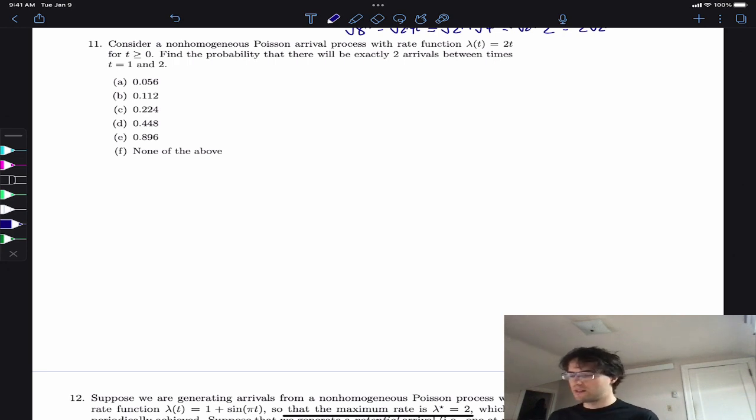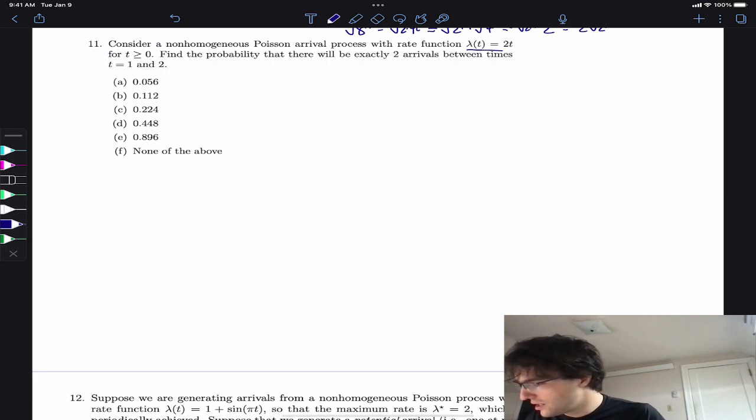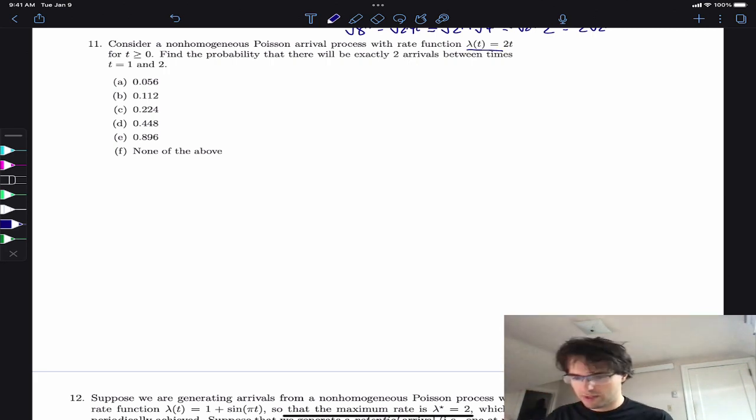Question 11. Consider a non-homogeneous Poisson arrival process with rate function lambda of t equal to 2t, for t greater than or equal to 0. In this case, we want to find the probability that there will be exactly 2 arrivals between times t equals 1 and t equals 2. So how do we go about doing this?